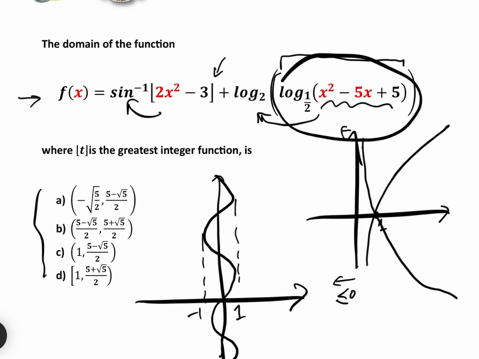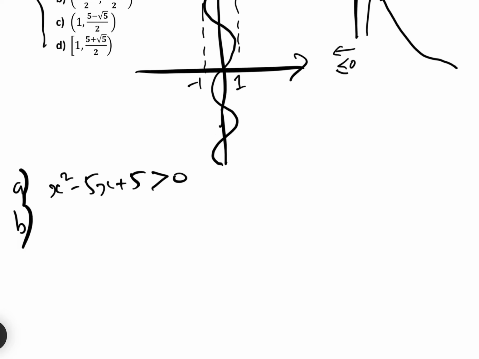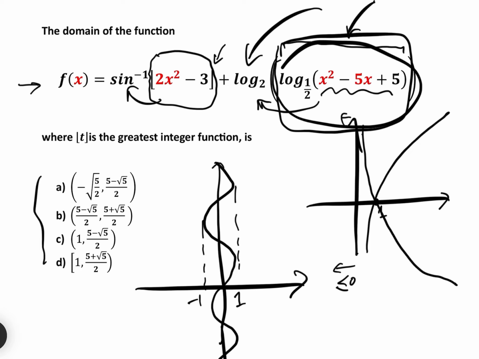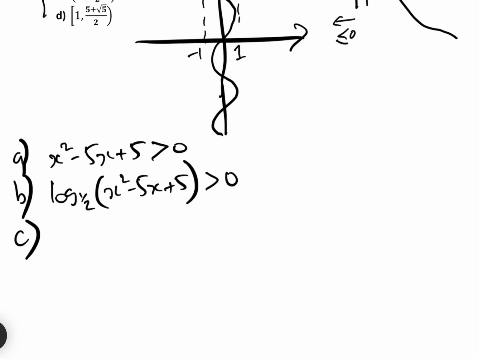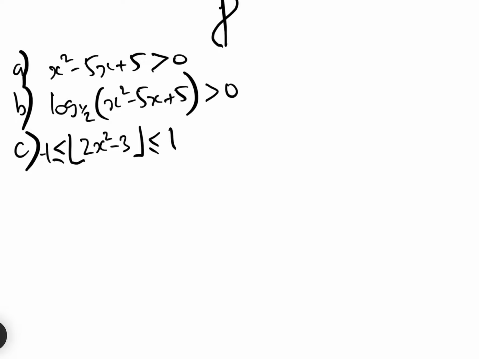Let's have a look at B. Whatever comes out of this must also be greater than 0 because it goes into another log function. So we also know that B, log to the base half of x squared minus 5x add 5 is greater than 0. And looking at C, the sine to the minus 1, we know that this must be between 1 and minus 1. So the greatest integer function of 2x squared minus 3 must be greater than or equal to minus 1 and less than or equal to 1. Okay, so let's deal with each one of these in turn.